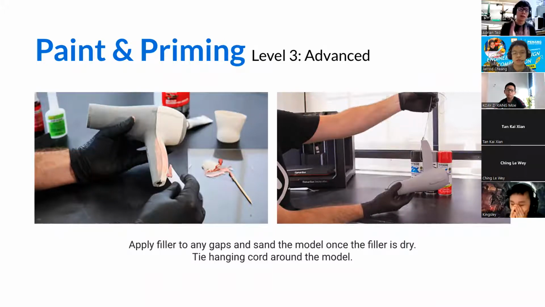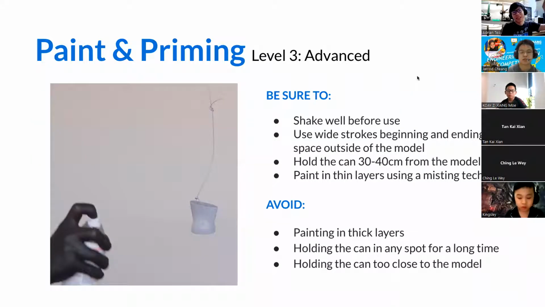So after you apply your filler in your gap, next is to let the filler dry and then tie your print on a cord. Tie it up with a string and hang it there so that you can continue with spraying. This is where you do priming and paint. I have my lacquer paint over here. There's a label here, lacquer. It's a coating. I use this for priming.